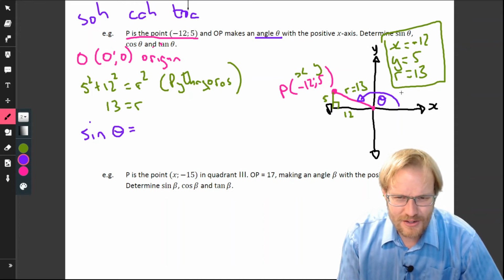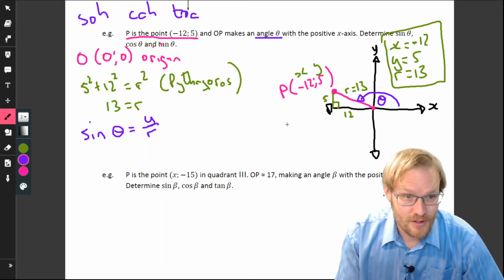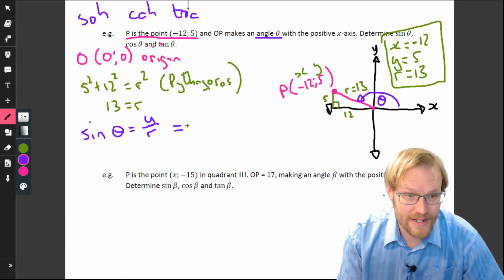And the reason I say look in this quadrant, because this isn't theta, remember? Theta is this angle on the outside. So if this triangle on the outside here, the opposite would be the y value. And the hypotenuse is always r. Okay, so sine theta is y over r.